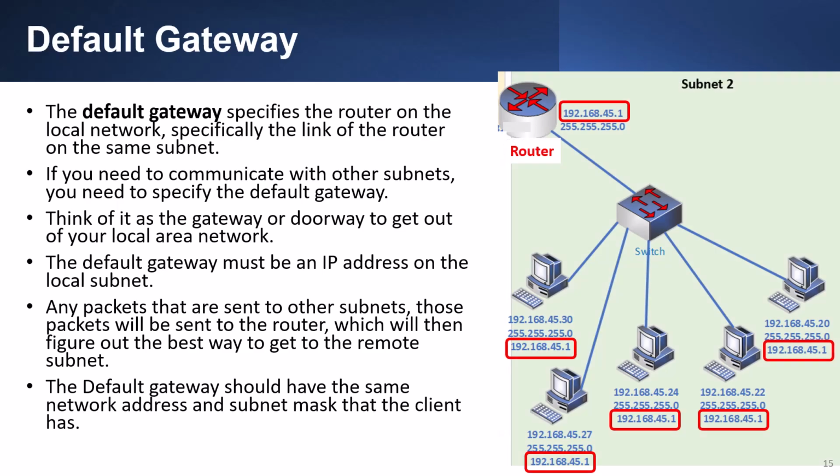The default gateway specifies the router on the local network, specifically the link of the router on the same subnet. If you need to communicate with other subnets, you need to specify the default gateway. Think of it as the gateway or doorway to get out of your local area network. The default gateway must be an IP address on the local subnet. Any packets that are sent to other subnets will be sent to the router, which will then figure out the best way to get to the remote subnet. The default gateway should have the same network address and subnet mask that the client has.